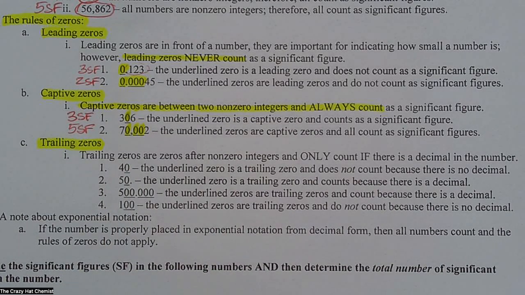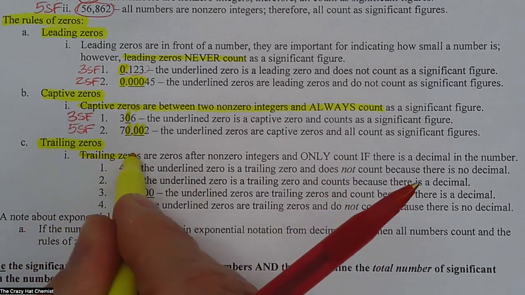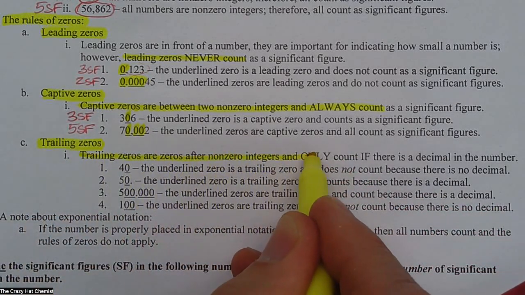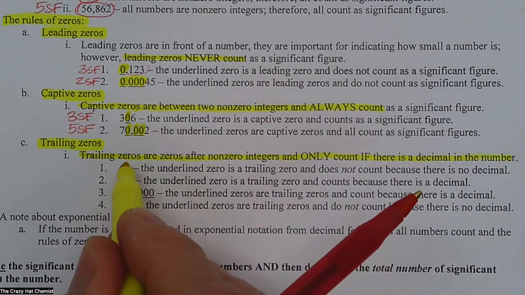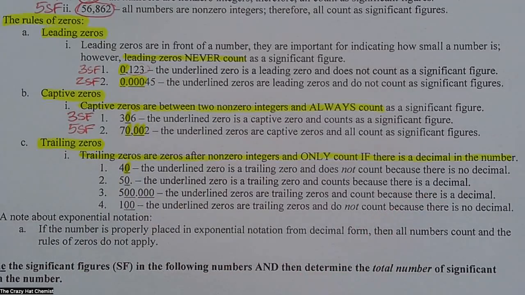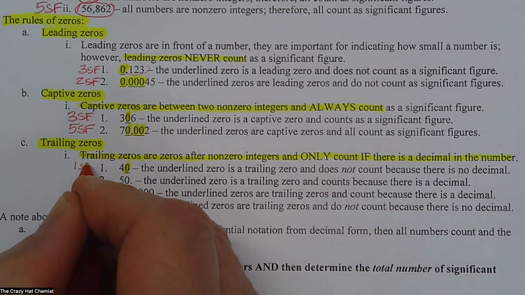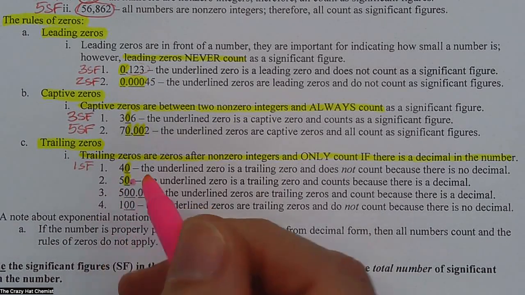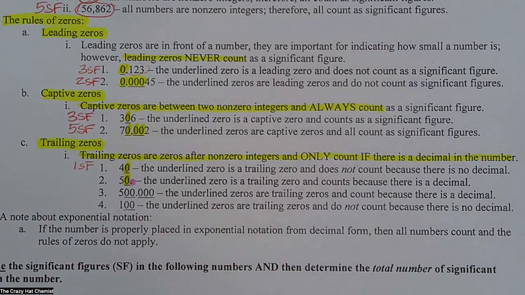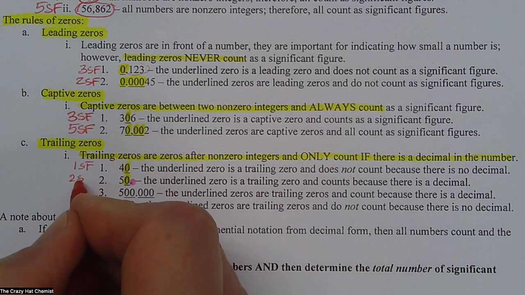Boom, got that. Then trailing zeros are zeros after a non-zero integer, and they only count if there's a decimal in the number. Okay, so this is a trailing zero. There is no decimal in this number here. So this is 1 significant figure because the 4 counts, but not the zero. This is a trailing zero. But this number right there has a decimal in it. Since it has a decimal in it, and here is the decimal, the trailing zero counts. So this has 2 significant figures.